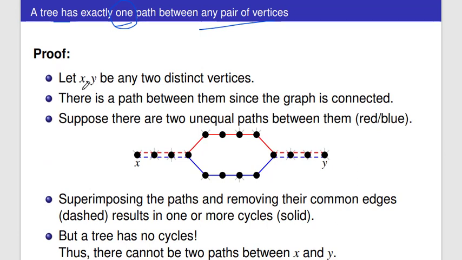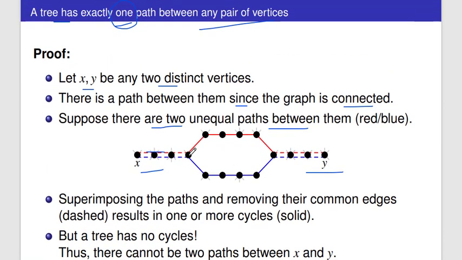Let's say x and y are two different vertices. There is a path between them since the graph is connected. So suppose there are two unequal paths between them. One is red, one is blue. These are the vertices, and x and y should be connected. Now this red path is a different path from the blue path.